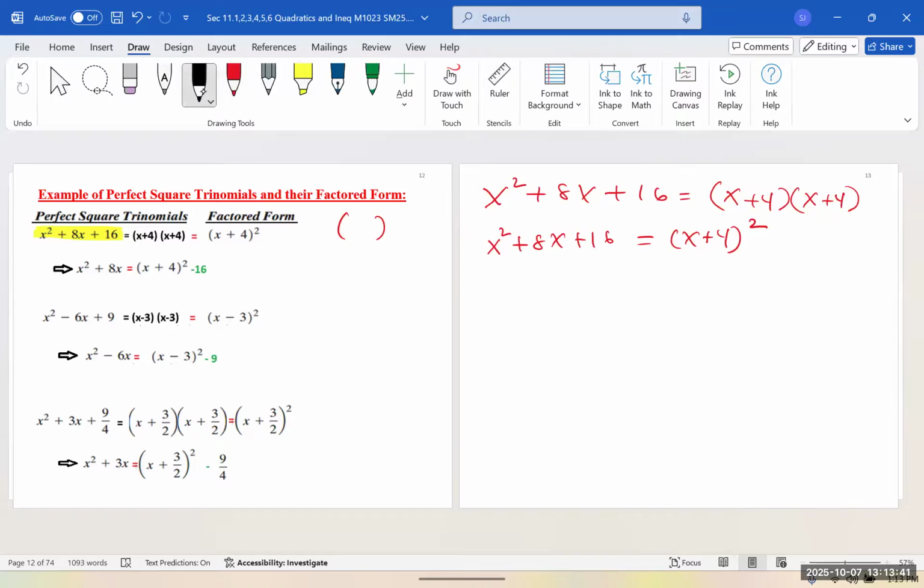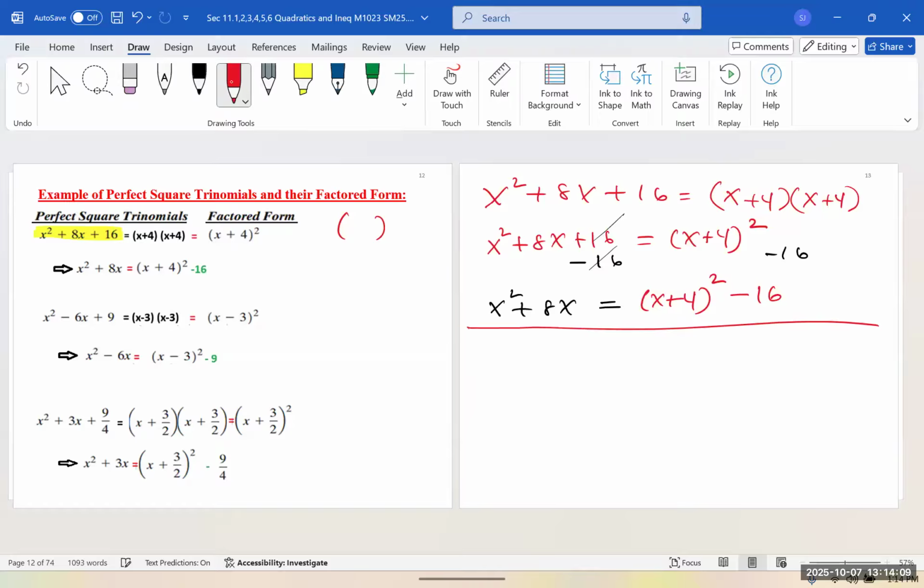Now, if we subtract the 16 from both sides, we get x squared plus 8x is, because our 16 cancels out, x plus 4 squared minus 16. Right? Now, let's keep it here. We don't have to do anything here. We are done.